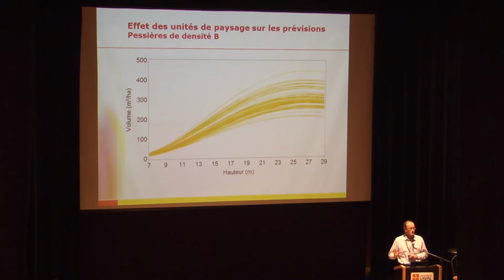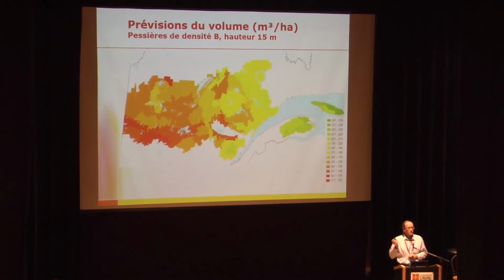Here you have an example for spruce stands of density B. All the landscape units in Quebec, the curves for all the landscape units in Quebec, you can see that these curves have to really be adapted from one region to another because there are quite a lot of disparities, significant disparities from one region to another. And you can see it here on this map.